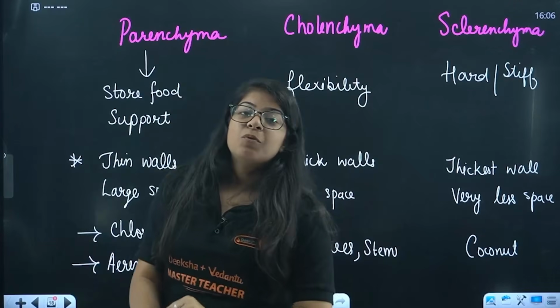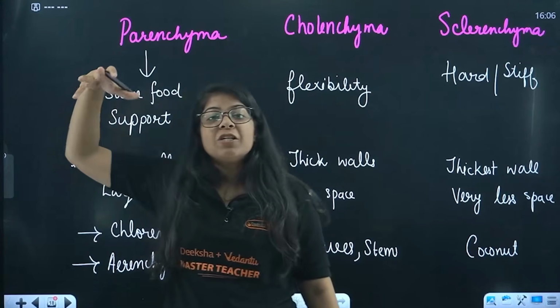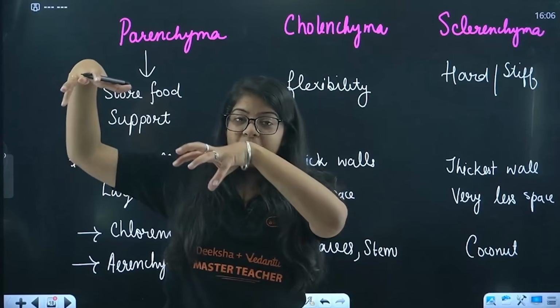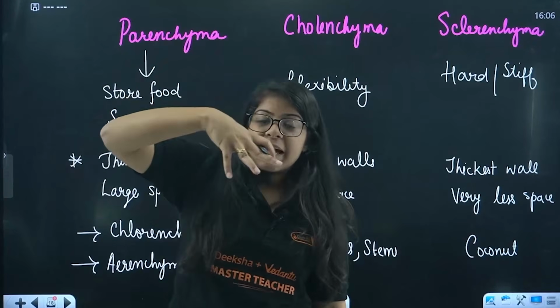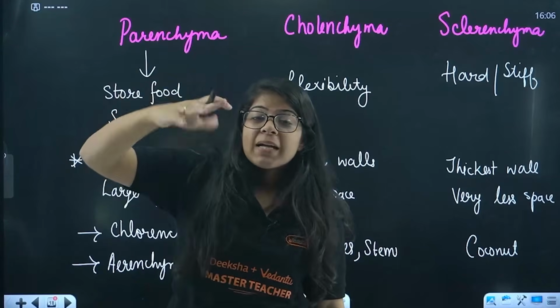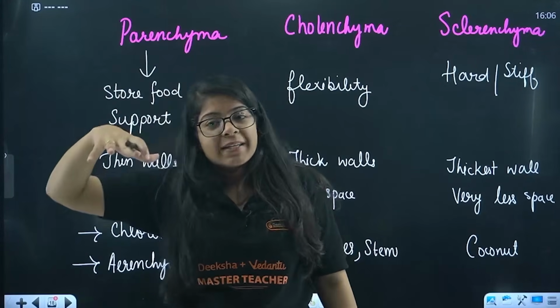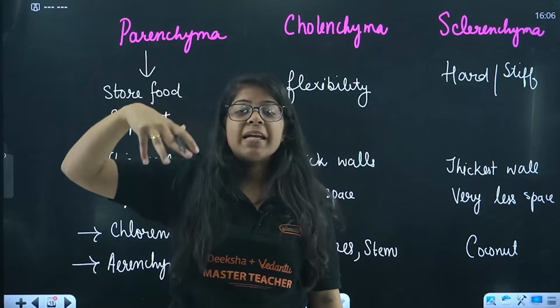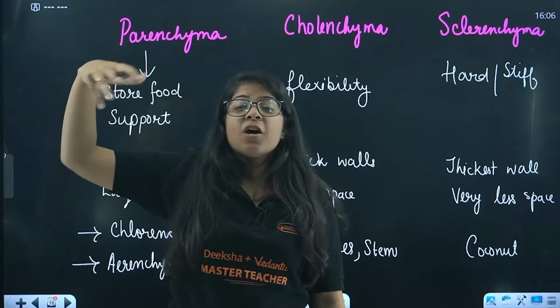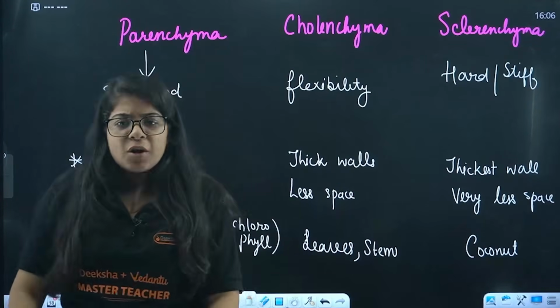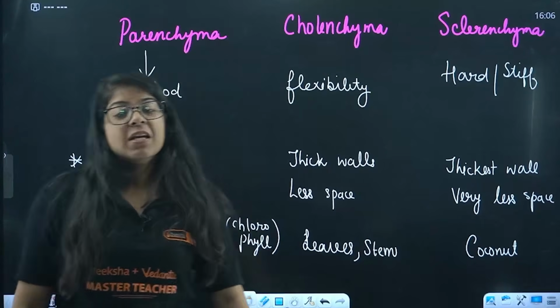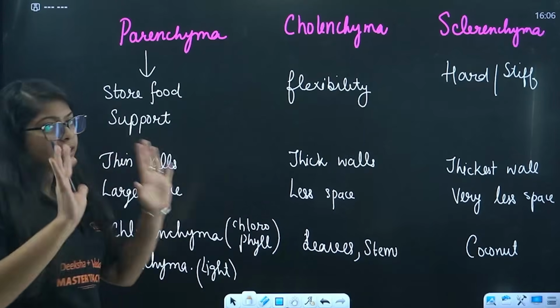Then, beta, we come to permanent tissue. Permanent tissue has simple permanent and complex permanent. In simple permanent we have parenchyma, which supports the plant and stores food, collenchyma, which gives flexibility, and sclerenchyma, which gives hardness and stiffness to your fruit, plant or seed. So this was the main differentiation up till now.